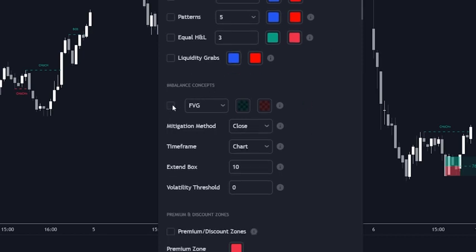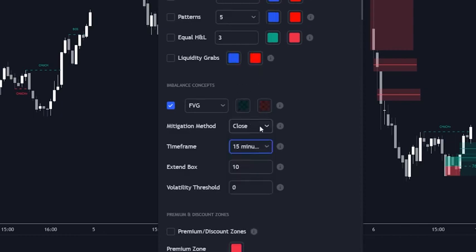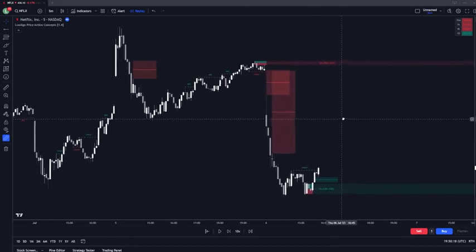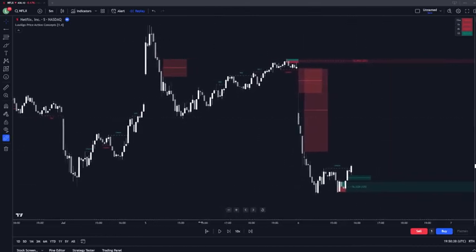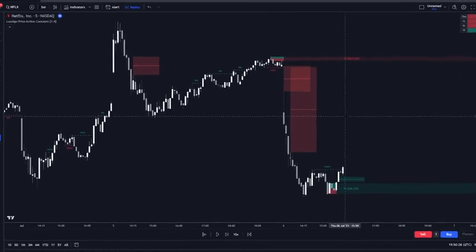We are actually going to turn on the fair value gaps as a part of the imbalance concepts of the indicator, and we're going to change the time frame to the 15-minute chart. So now we can see on this very setup right here, we have the imbalances displaying on the 5-minute time frame from the 15-minute time frame.